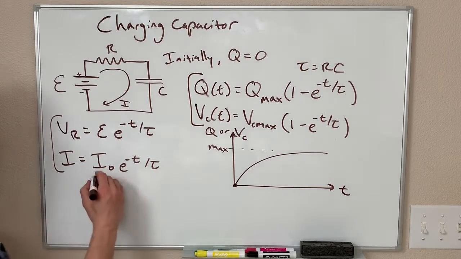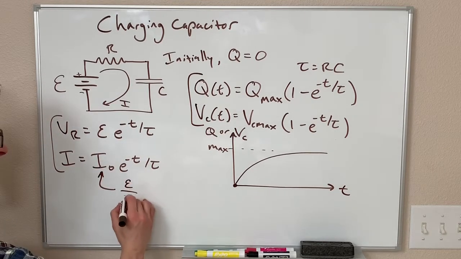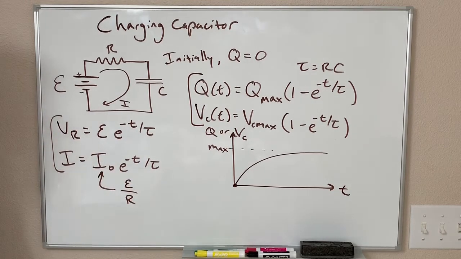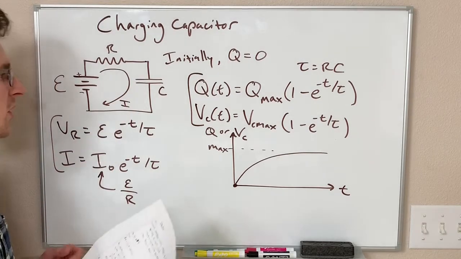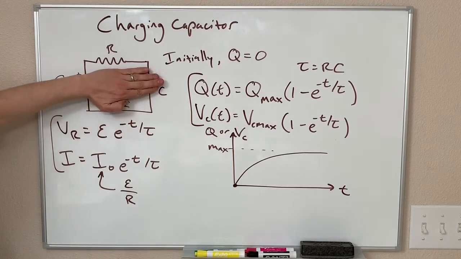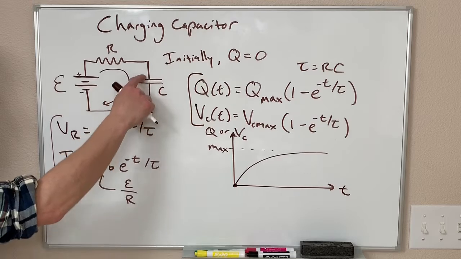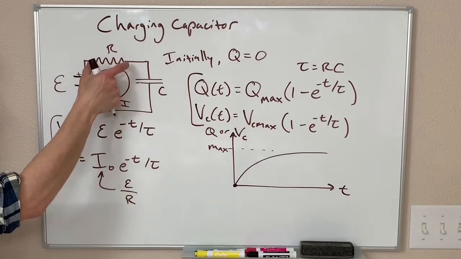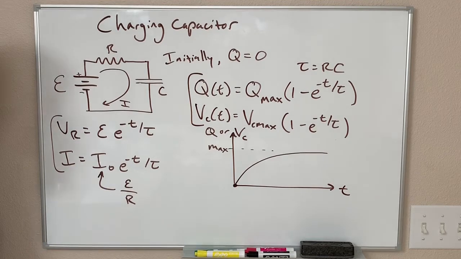So I naught is equal to the battery voltage over our resistance. And that is because initially in the circuit, when we first connect this, our capacitor has no voltage difference across it, which means there is no delta V here, which looks kind of like just a wire, which means we have a battery, a resistor, and no delta V. So all of our battery voltage is across the resistor, which gives us a current of EMF over R.